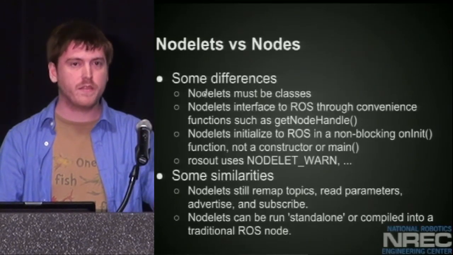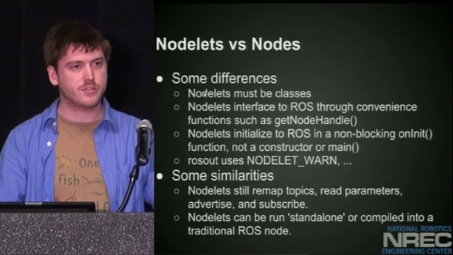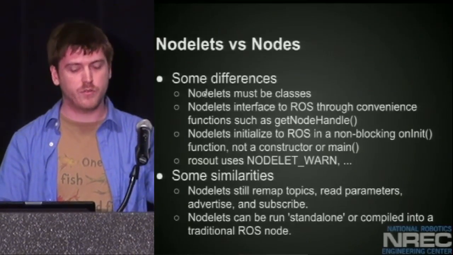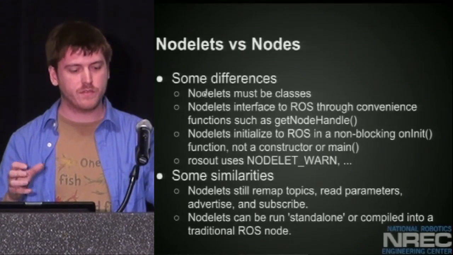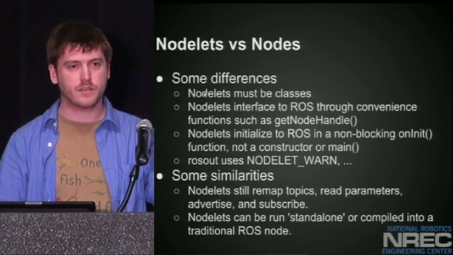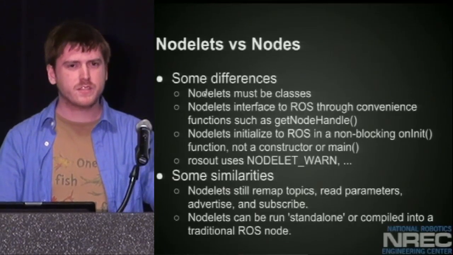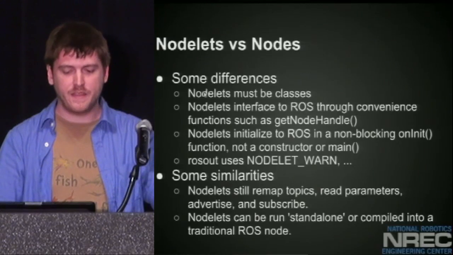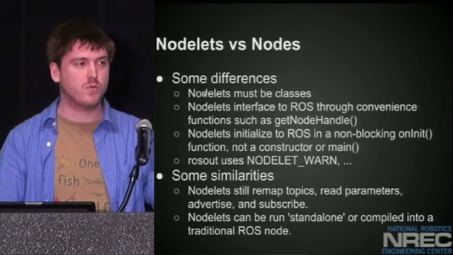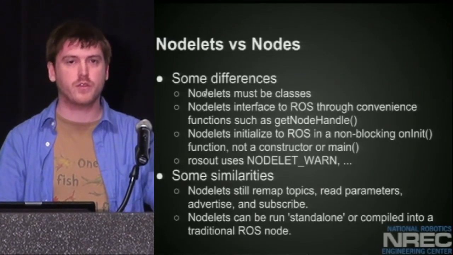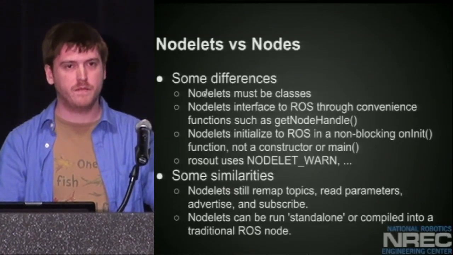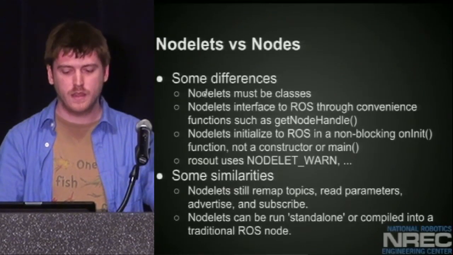Nodelets also have one thing that you should be aware of when they are initialized, which is the onInit function, not their constructor or main. So this is called after they're loaded, and right before they start to do their work. So this is where you set up where you want your callbacks to go. And then finally, nodelet doesn't use ROS warn, ROS error. It uses nodelet warn, nodelet error, so that you can have properly remapped titles to RxConsole.